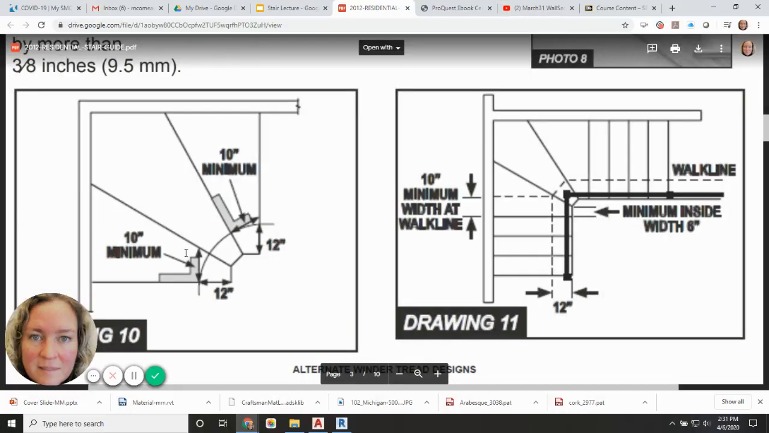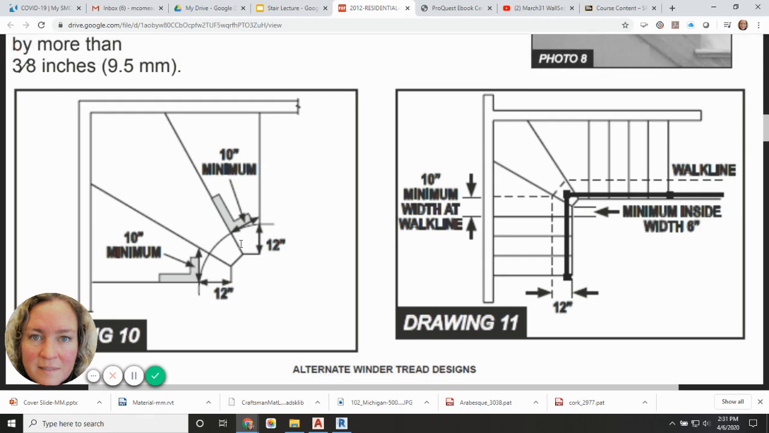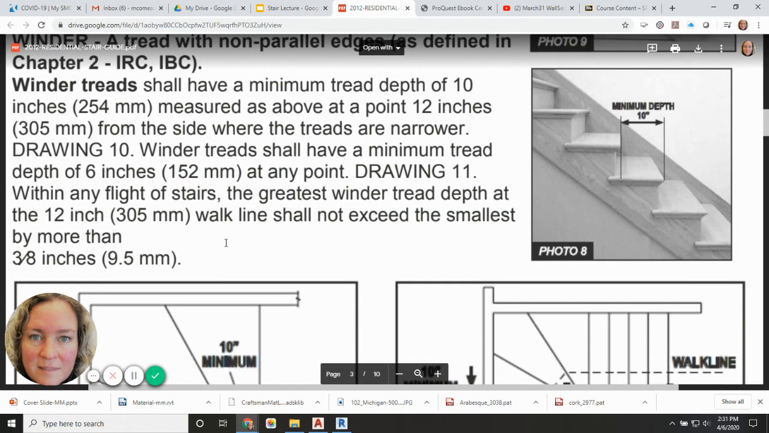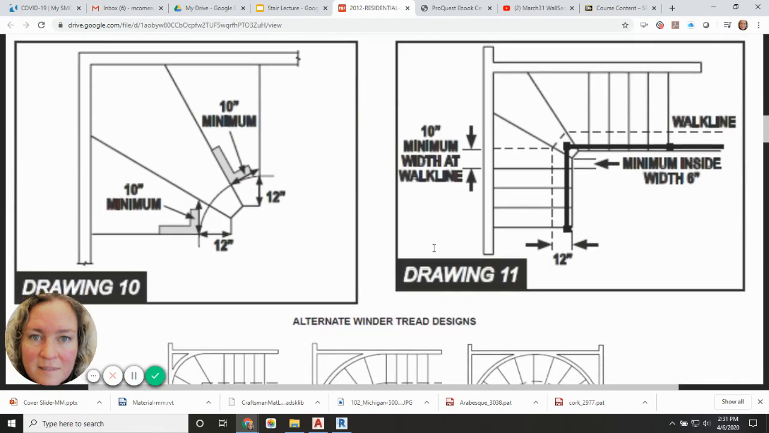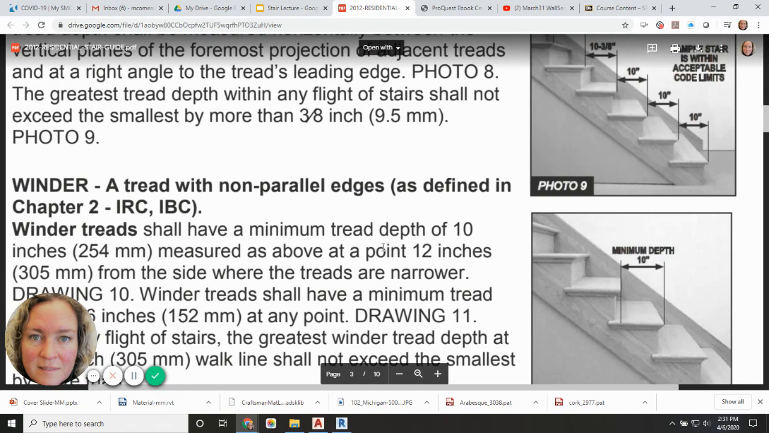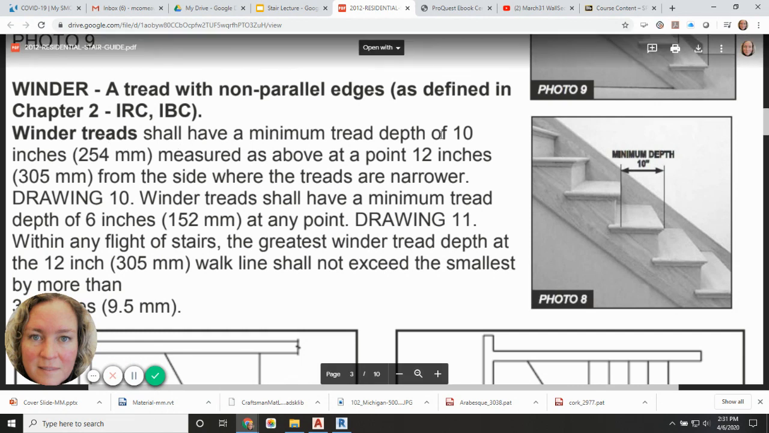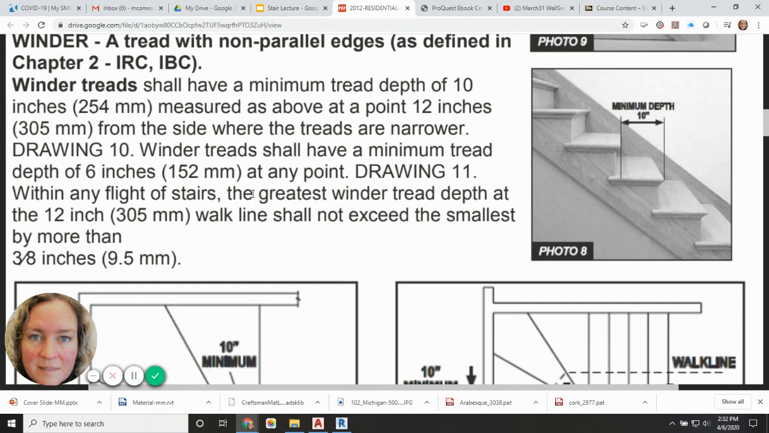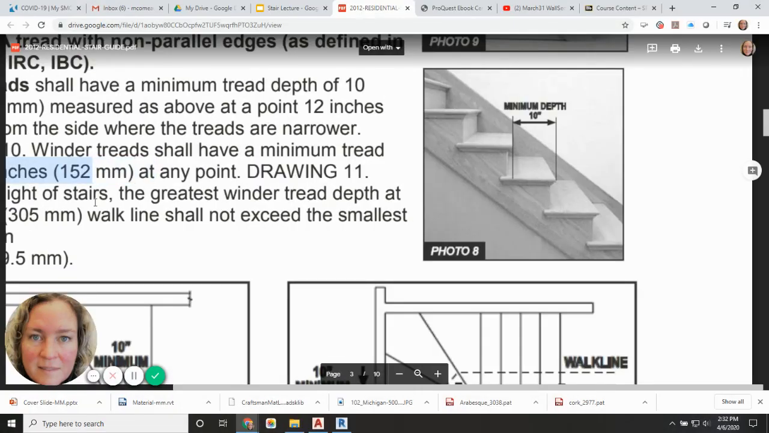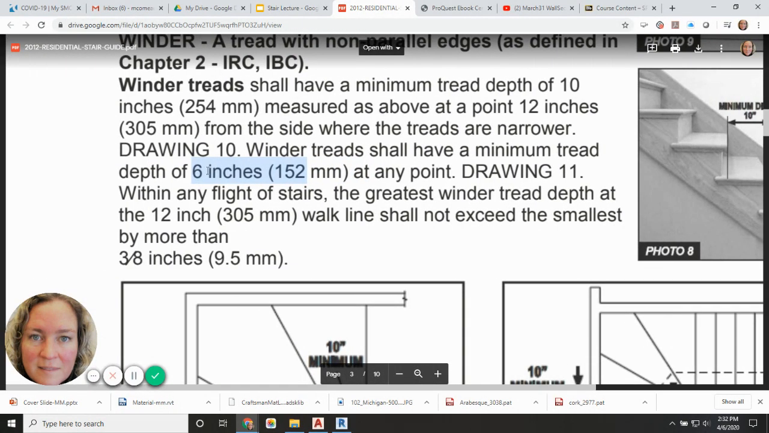This illustrates an example of what winders can be, and it explains what the minimum dimension can be for the inside of the winder. And I think it illustrates that, let's see here. One of these says how small it can be. Non-parallel edges. There it is. Actually, it's 6 inches. So it's saying here, you can't have a tread that's less than 6 inches anywhere.